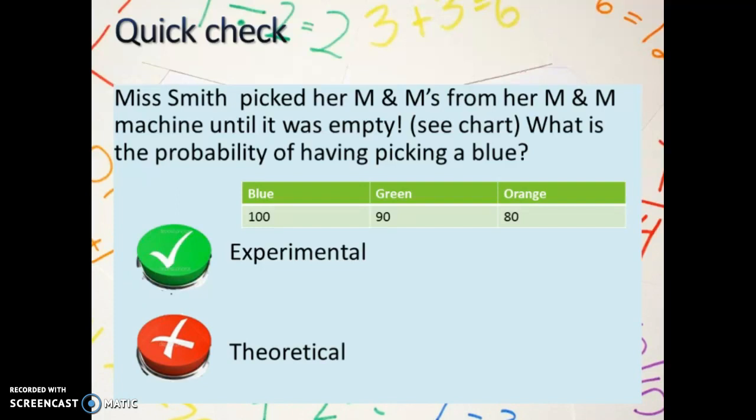This is an example of a theoretical probability because she picked all of her M&Ms. So she didn't just do trials, she actually took it out of the total. She used all of the M&Ms. So this would be theoretical.